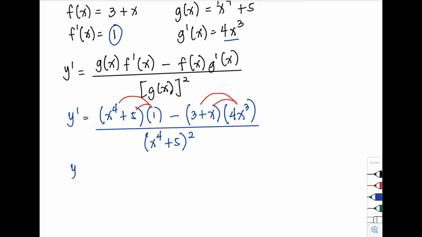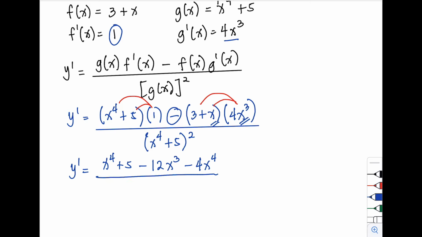Okay, so try natin. We have y prime equals 1 times x raised to 4 plus 5. That is x raised to 4 plus 5. Then 4x cubed times 3, that is 12x cubed, times negative. So we have negative 12x cubed. Then 4x cubed times x, that is 4x raised to 4, times negative, we have negative 4x raised to 4. Okay, then all over, we have x raised to 4 plus 5 square.